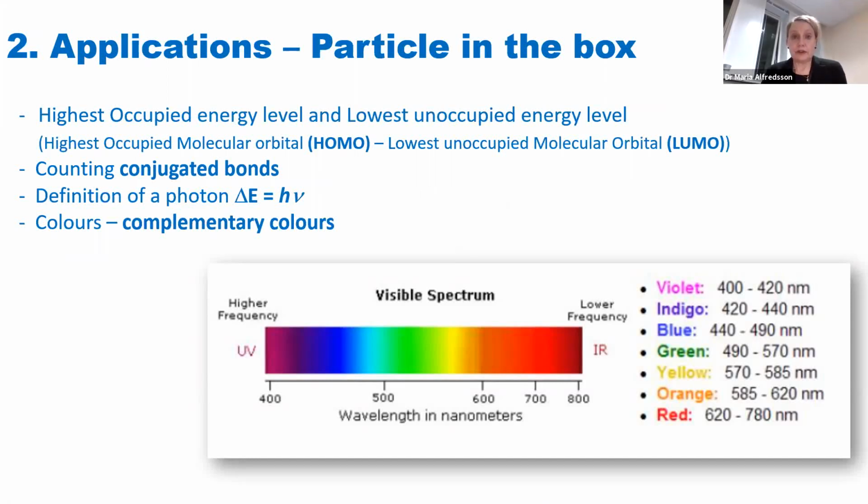And the first thing we have to do is to introduce something called the highest occupied energy level and lowest unoccupied energy level. In chemistry, and I don't know if you have worked with molecular orbitals yet, we would normally refer to these energy levels as the highest occupied molecular orbital, HOMO, and the lowest unoccupied molecular orbital, called LUMO. But it's the highest energy level that has electrons in it, and the lowest unoccupied energy level is the first energy level that is unoccupied, doesn't have any electrons in it.